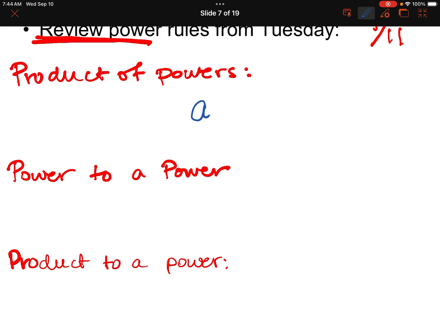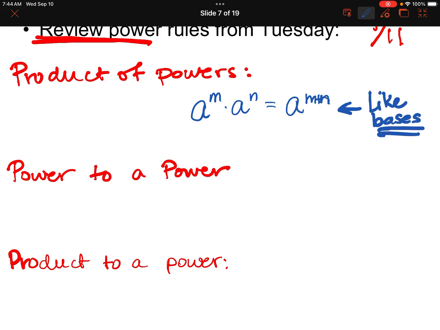Hopefully you remember the product of powers rule is when you have a to the m times a to the n, that equals a to the m plus n. Sorry, don't want to write it wrong there. If I have like bases, make sure you've got that down. If you have like bases, you can add the exponents. Because if you think about what it means, it's just how many of the a's do you have at this point. Power to a power was a to the m, to the n power, says you have so many groups. And since I have so many groups, that's going to be a to the mn.